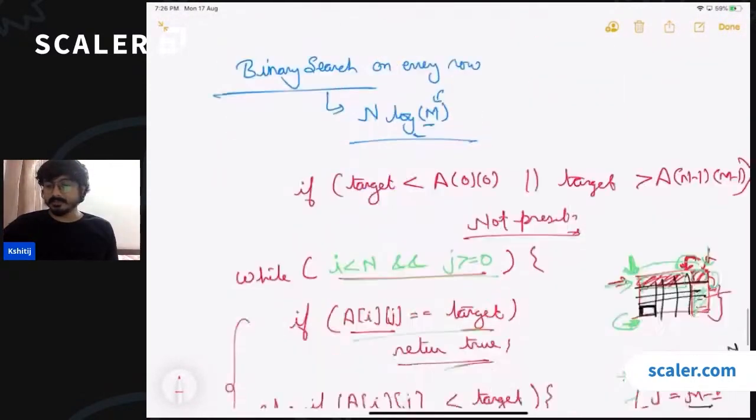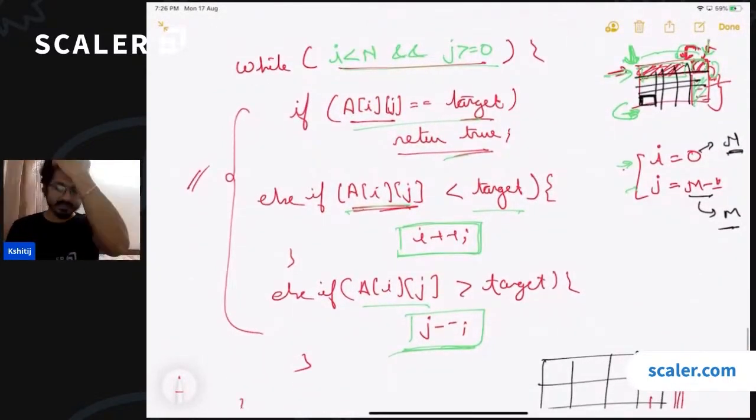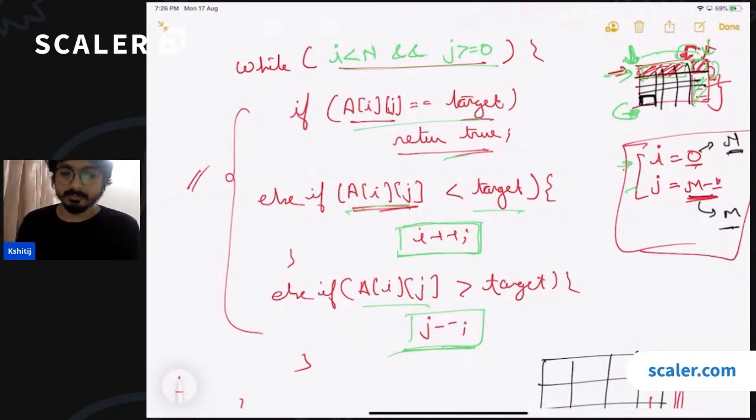Pseudocode, we have written the pseudocode, right? Oh, this is the actual code, not the pseudocode. This is how you are going to initialize your i and j, i from 0, j from m minus 1.